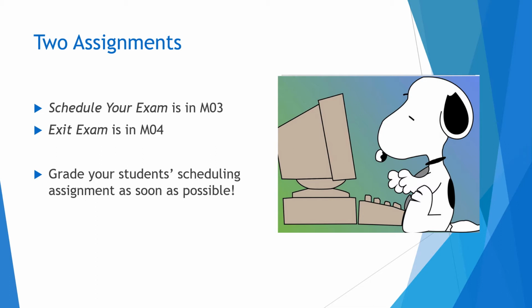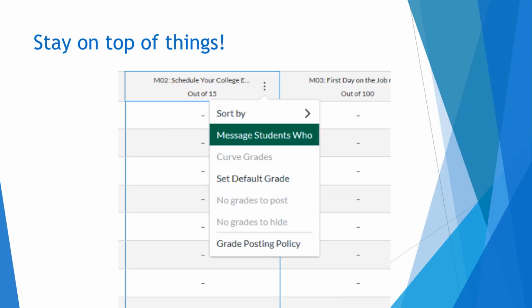Please grade the scheduling appointment as soon as possible, just in case a student schedules outside the testing window. Things happen. You might consider using the Message All feature of the Grade Center to message students who did not schedule their exam. Remind them that they will get 15 points just for scheduling, and remind them that the exam is worth 100 points, a full letter grade.